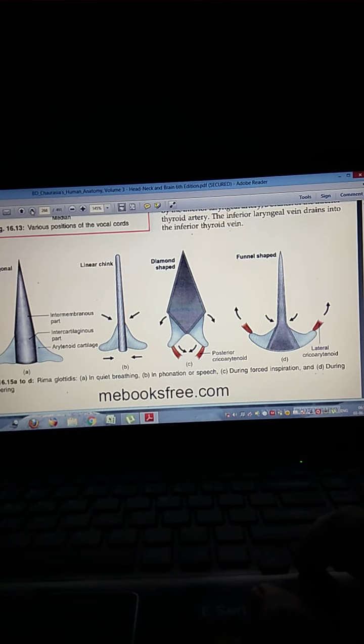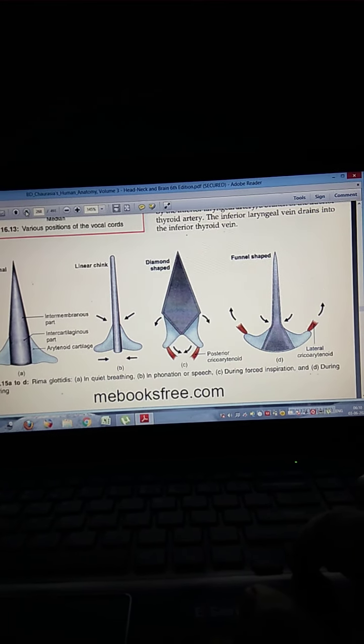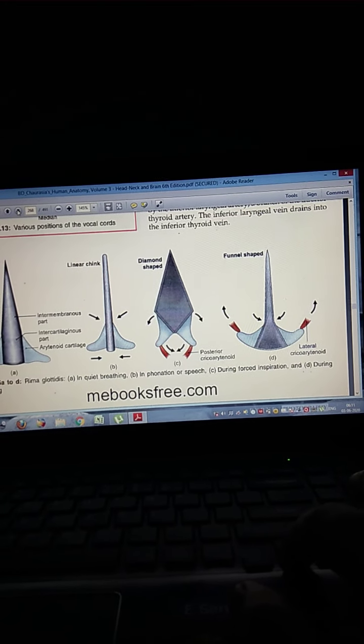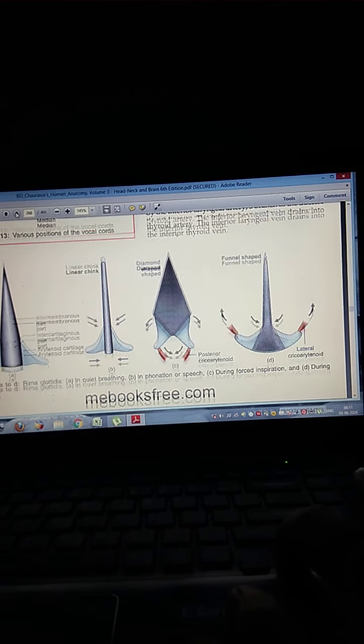Here is the figure of the rima glottidis in quiet breathing, phonation or speech, during forced inspiration and during whispering. Now here the arterial supply and venous drainage.